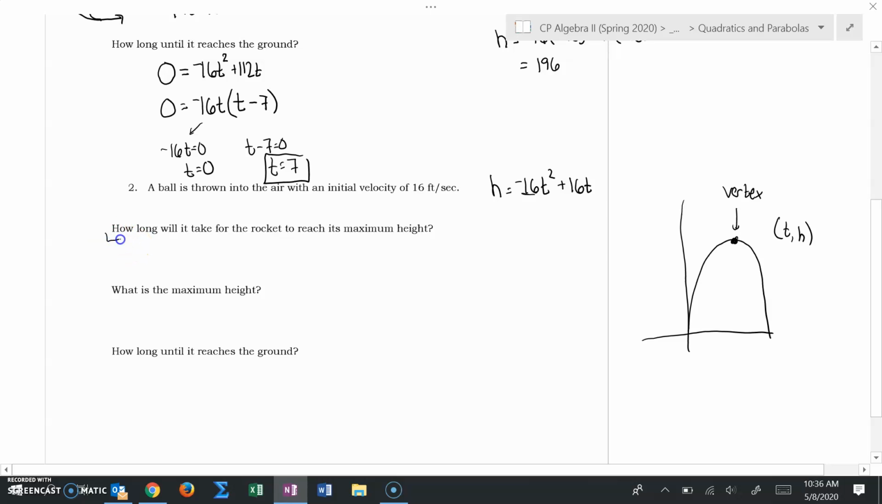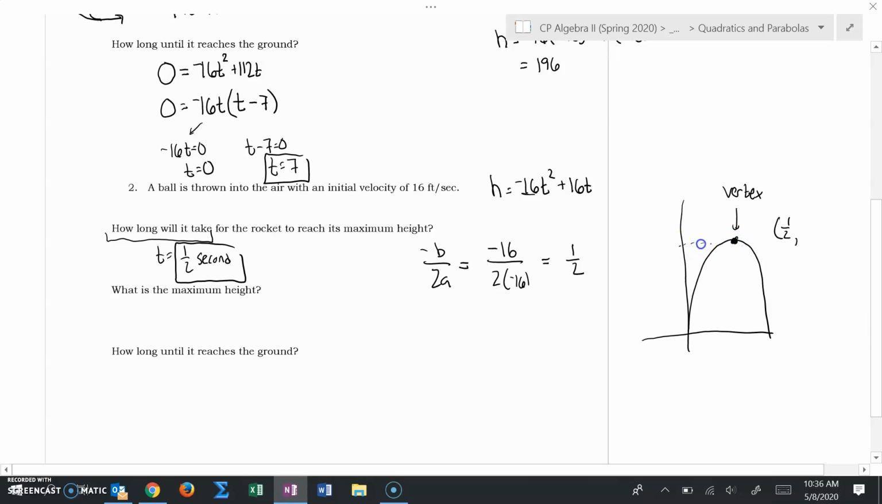So again, how long will it take? They're looking for t equals what? So the vertex, we're doing opposite of b over 2 times our a value. Remember, negative b over 2a gives you the vertex. That's going to be, in this case, 1/2, or 0.5. Let me replace this with 1/2. What is the maximum height?